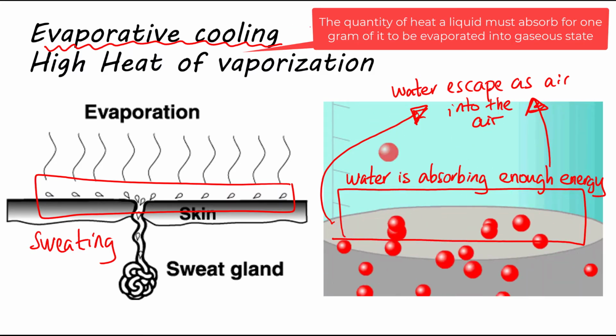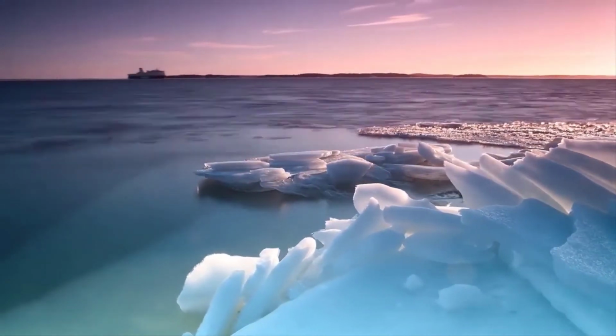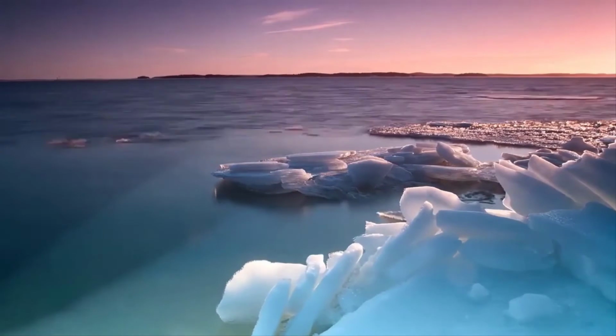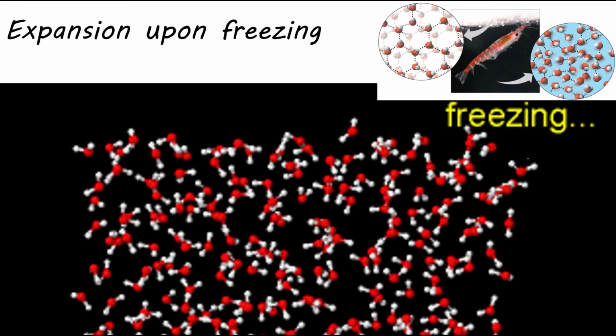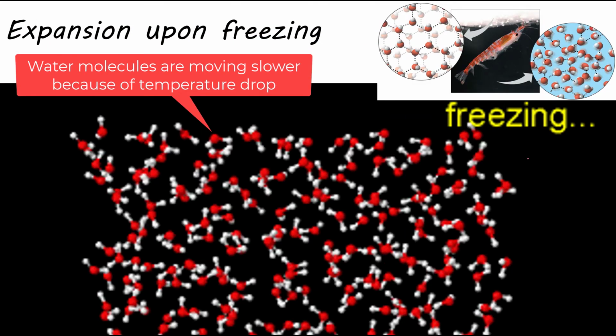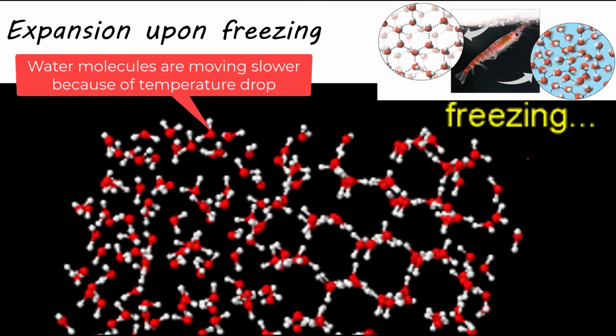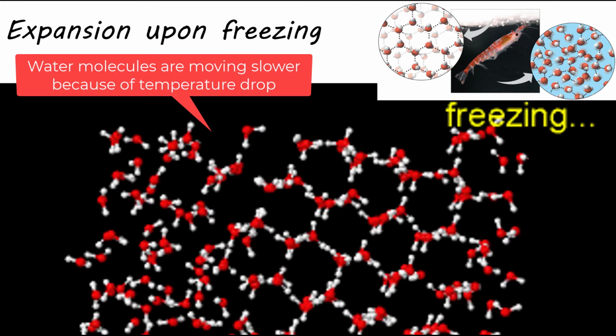Water is also one of the few substances that are less dense as a solid than as a liquid. In other words, ice floats on liquid water. This is because as water molecules move slower due to temperature drop, as you can see in this animation, it becomes harder for the water molecules to break the hydrogen bonds.